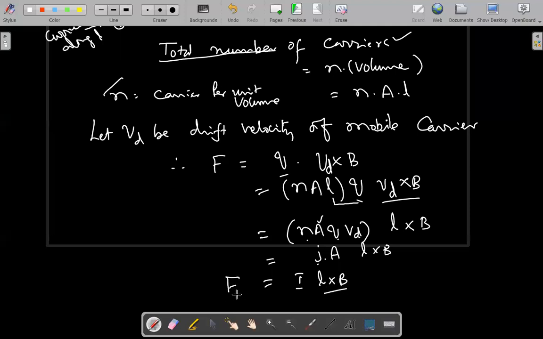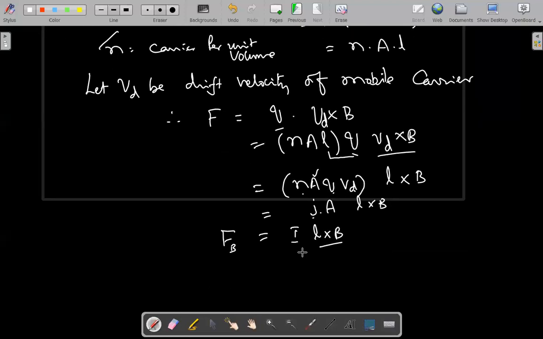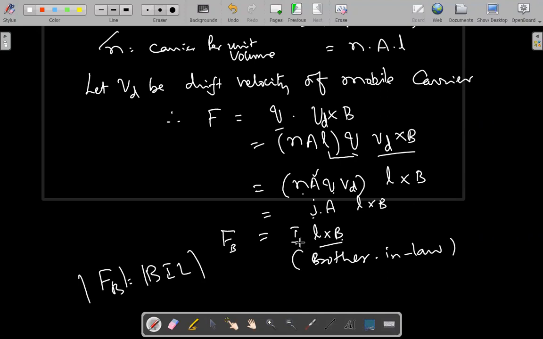So this is the magnetic force. You are wondering what this is, right? This is to be remembered as FB equal to BIL if you are taking magnitude. This is B, this is I, this is L. Otherwise, it is I into mod L mod B sin theta n cap. That's the full form.